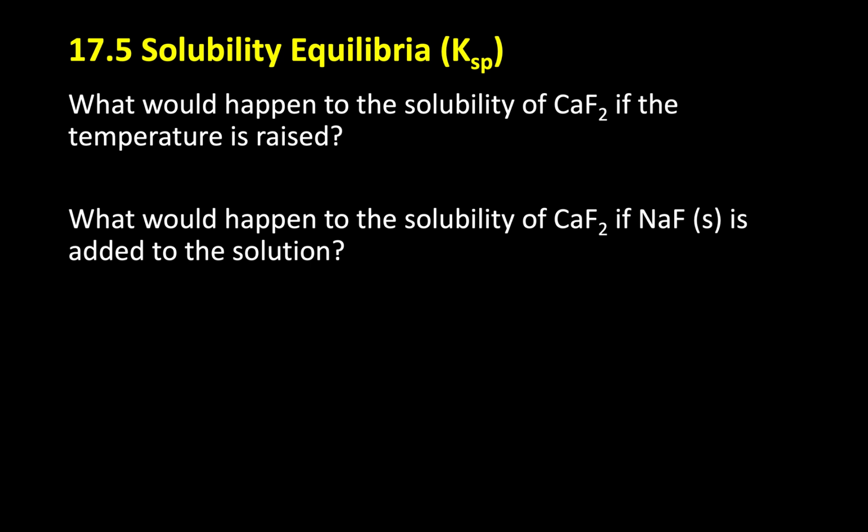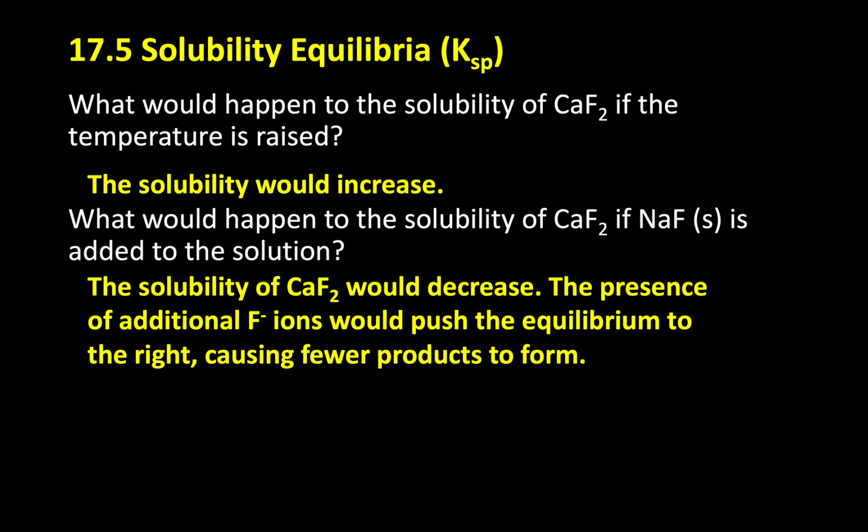Okay, let's just give these two problems a think. What would happen if we raise the temperature of the solution? What would happen if we add more of one of the ions to solution? We want to think about Le Chatelier's principle. Okay, so if we raise the temperature, we would think that the solubility would increase. Generally, when we raise the temperature of a solution, solubility increases. Okay, if we add more of one of the ions, the solubility would decrease. So if we add more fluoride ions, the equilibrium would shift to the left.